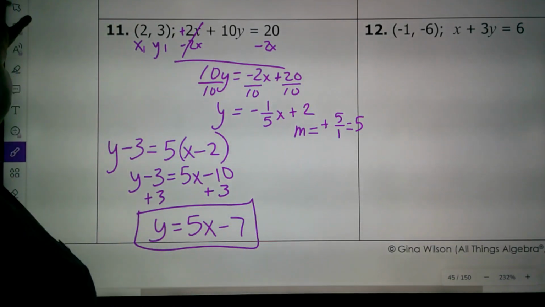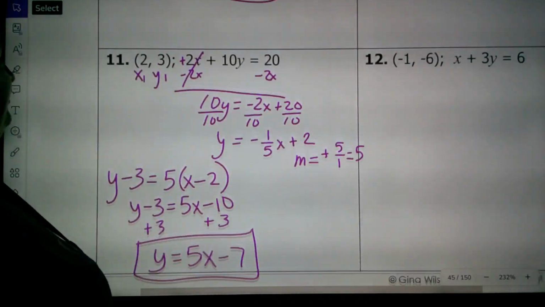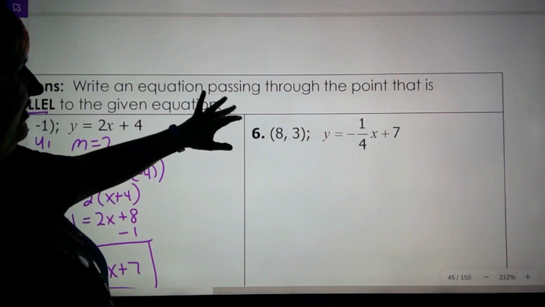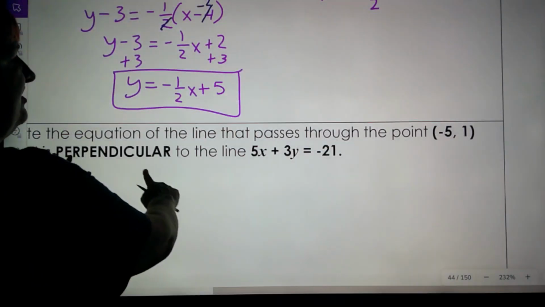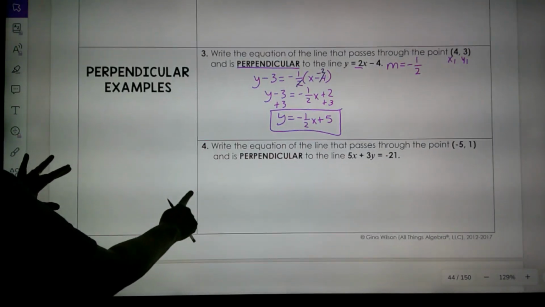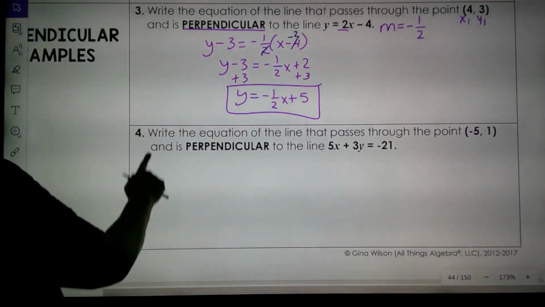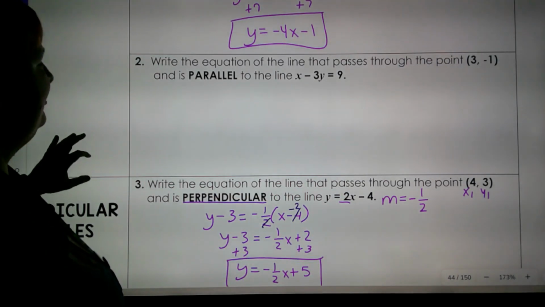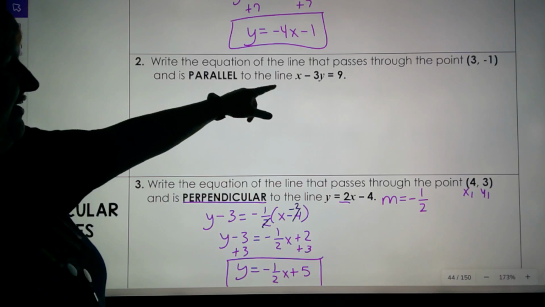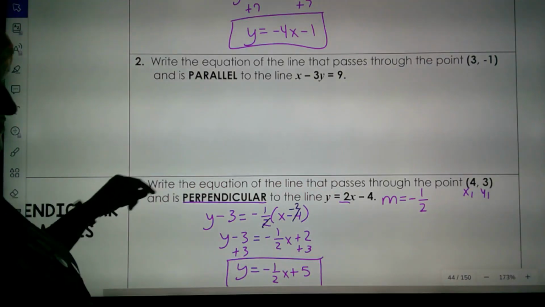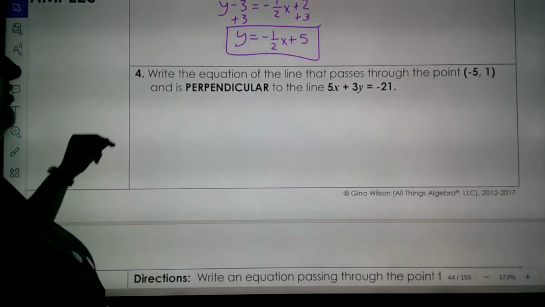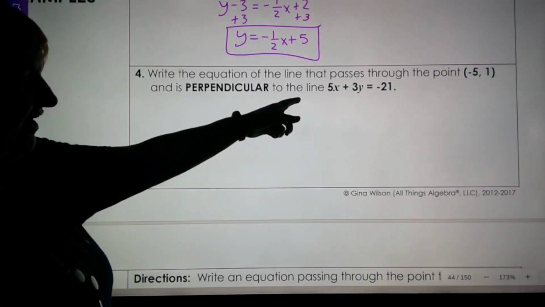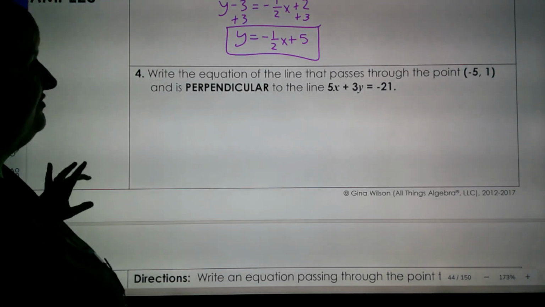Good? I told you, now that we knew the rule, we could create our own parallel or perpendicular equations. So just a quick look at the ones that you're going to do in case you need to write them down. Write the equation of the line that passes through the point 3, negative 1 and is parallel to the line x minus 3y equals 9. Convert first. Write the equation of the line that passes through point negative 5, 1 and is perpendicular to the line 5x plus 3y equals negative 21. Convert it.